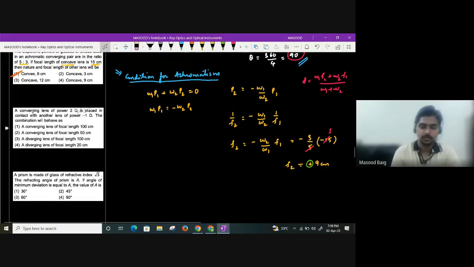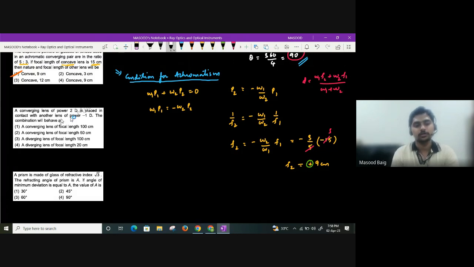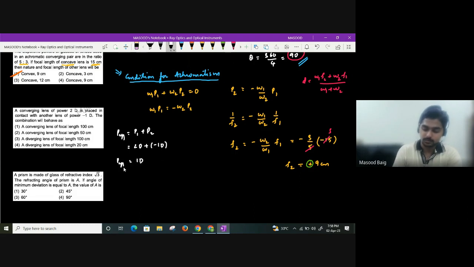Next question: a converging lens of power 2 diopter is placed in contact with another lens of power minus 1 diopter. They are in contact, so the effective power is the sum of individual powers, which is 2 diopter plus minus 1 diopter. I am going to get it as 1 diopter. This is our effective power.